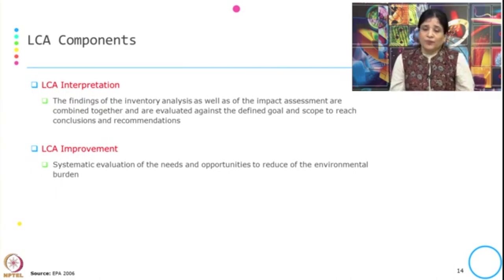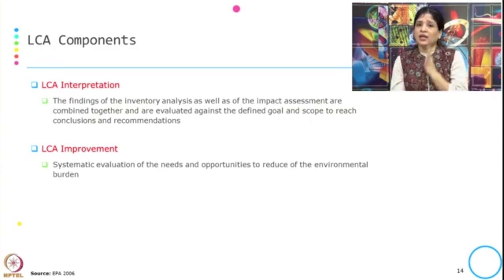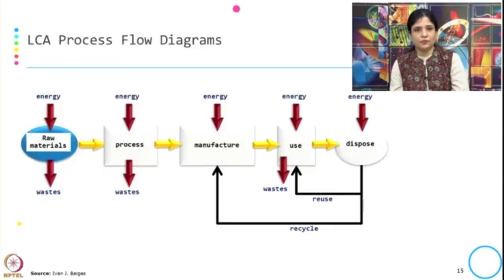After that, we do the interpretation. And how do we do the interpretation? The findings of the inventory analysis as well as the impact assessment are combined together and evaluated against the defined goal and scope to conclude and recommend. And in LCA improvement, we do a systematic evaluation of needs and opportunities to reduce the environmental burden.